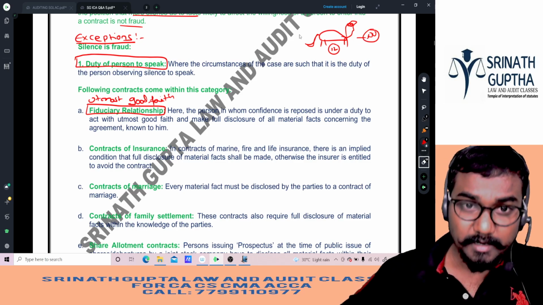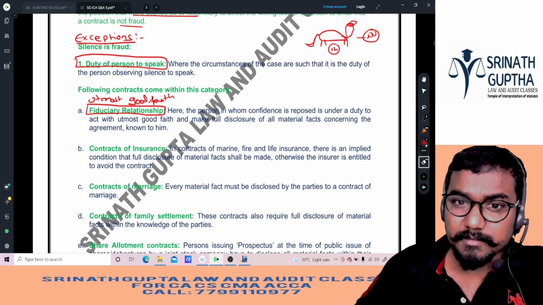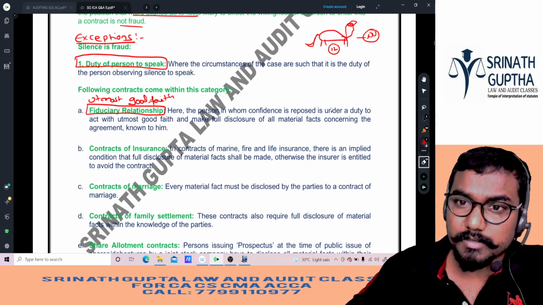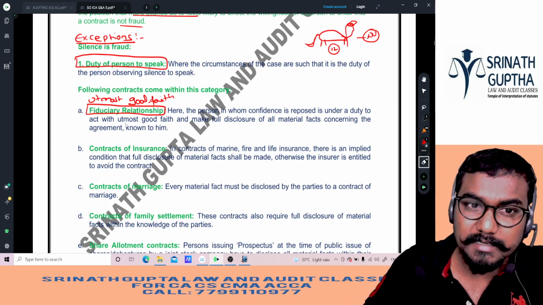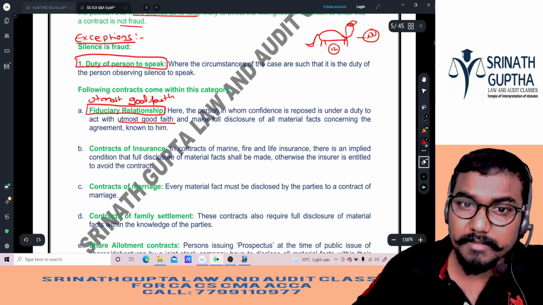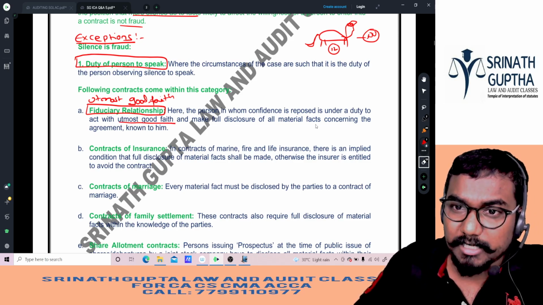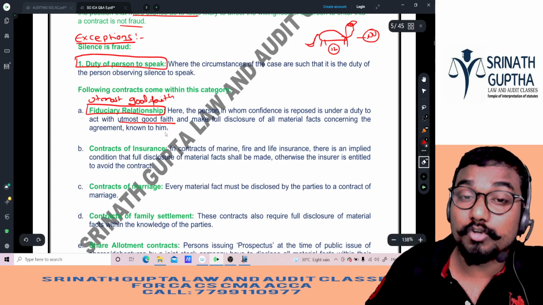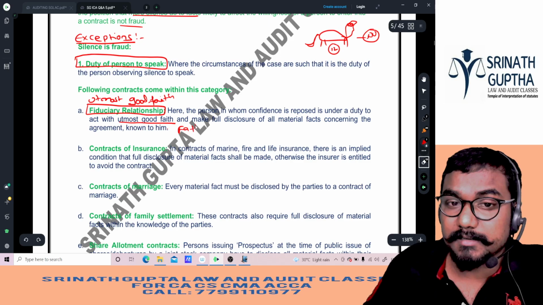So here the person in whom confidence is reposed is under a duty to act with utmost good faith and make full disclosure of the material facts concerning the agreement known to him. Here silence will amount to fraud. Example, father and son.